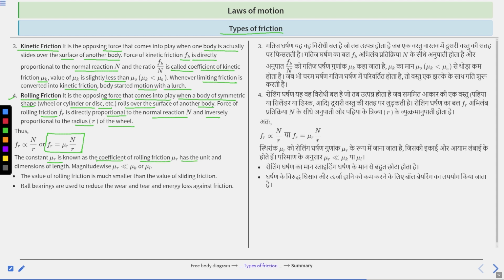Mu r has the unit and dimensions of length. Magnitude wise, mu r is less than mu k or mu s. Clear? So this is for the magnitude. The value of rolling friction is much smaller than the value of sliding friction, and ball bearings are used to reduce wear and tear and energy loss against friction. Clear? So these are the types of friction.